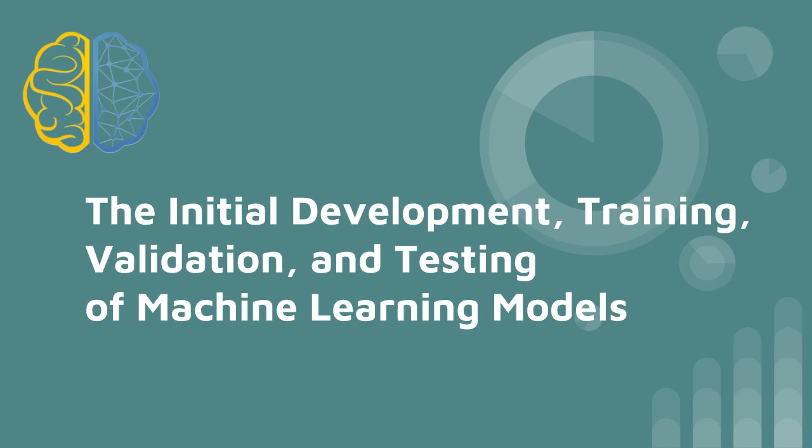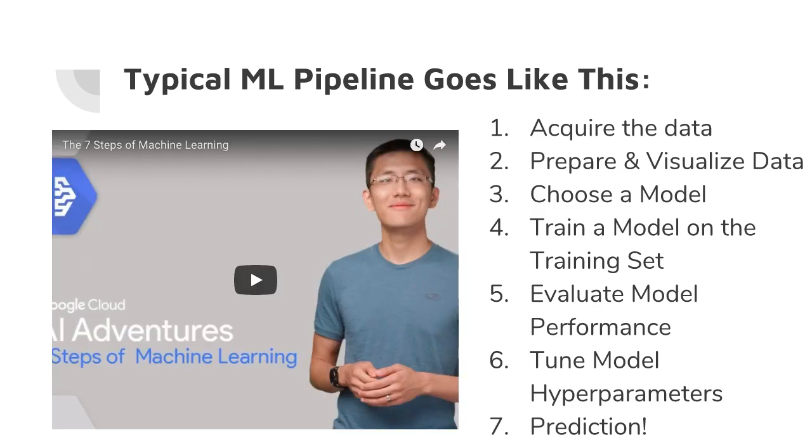All right, so that was a summary of the three main types of machine learning problems. So now let's talk about how we do the machine learning and data science pipeline. How do we initially develop our models, train them, validate them, and test them? All right, so this video is useful, and you can probably see it after the lecture, but our typical ML pipeline goes like this. We acquire the data, we prepare and visualize the data, we choose a suitable model, we train a model on the training set, we evaluate the model performance, we tune the model hyperparameters, and we finally predict using our particular model.